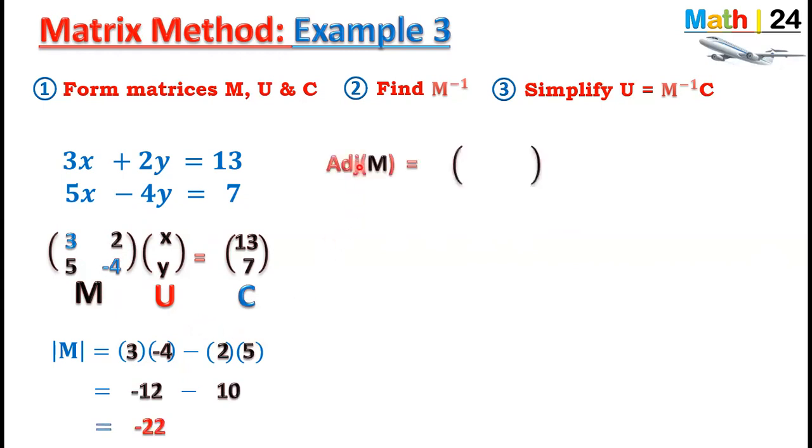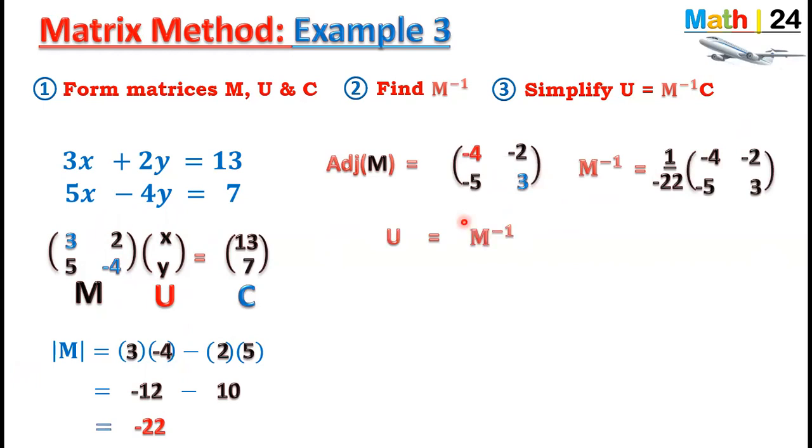We look for the adjugate of the coefficient matrix. We swap these positions first. So we have minus 4, 3. And then we change these signs to minus 2, minus 5. The inverse is 1 over these determinants, 1 over minus 22 times this adjugate. Okay, I can just leave it like that.